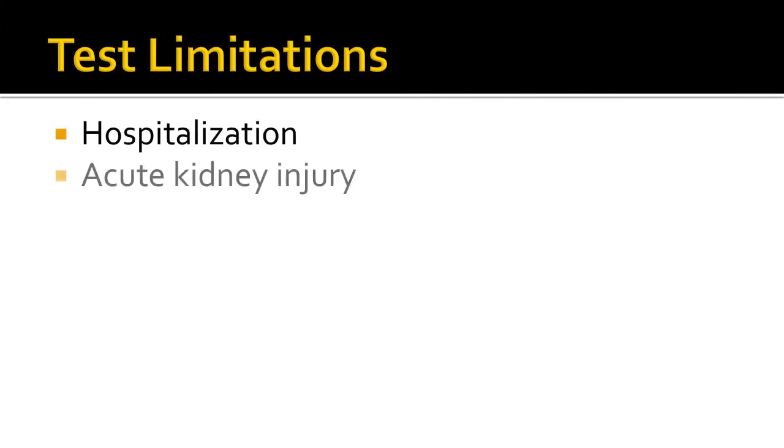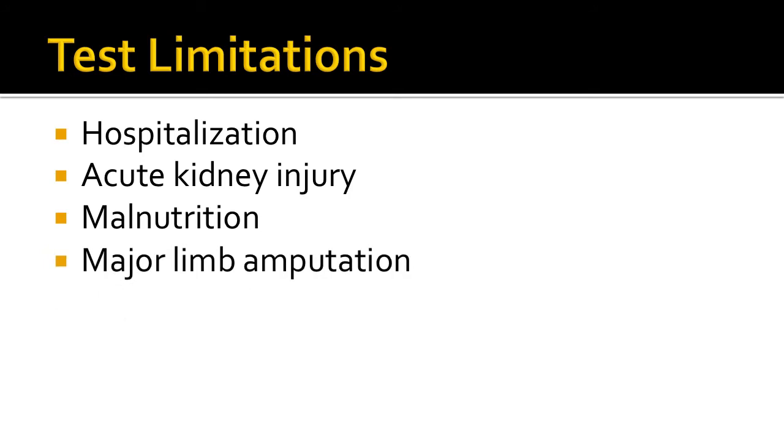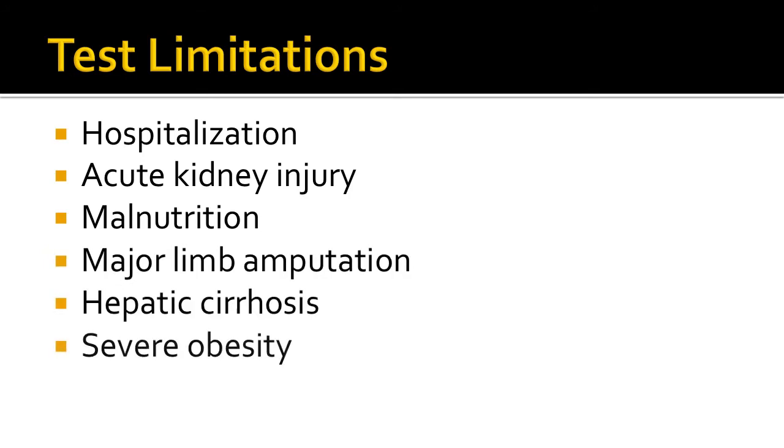Now, as with many laboratory tests, the eGFR does have limitations and inaccurate results may be seen in certain situations. Hospitalization, acute kidney injury, malnutrition, major limb amputation, hepatic cirrhosis, or severe obesity may lead to under or overestimation of the eGFR due to fluctuations of the serum creatinine. Inaccurate results may be seen in the very young and the very old as well.